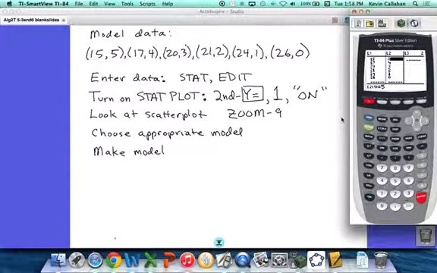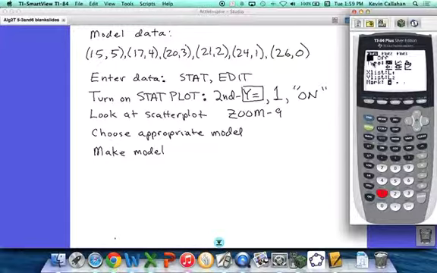Remember, your calculator's been used all day to do the same thing, so it's probably already turned on for plotting of points. If it's not, remember how to turn on the plotting of points? Second, Y equals is Stat Plot, right? And make sure that it says On right there. If it's not on, then hit 1 and make sure that it's highlighted on. Hit enter.